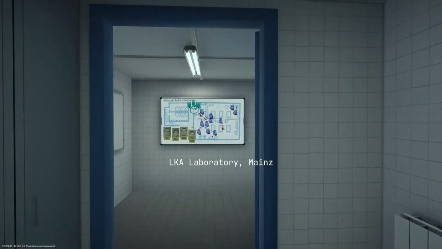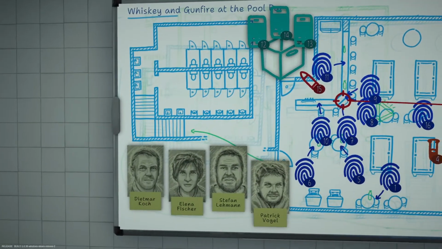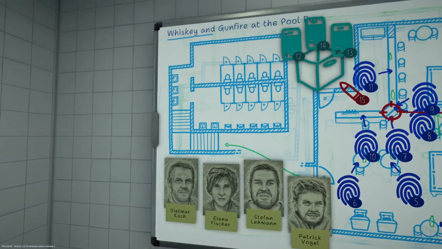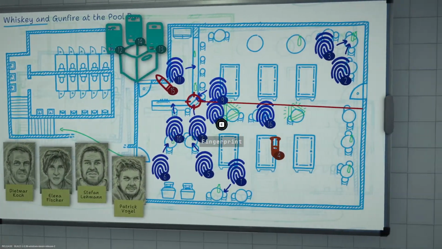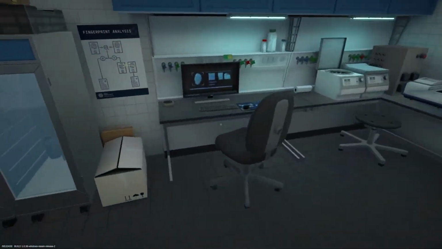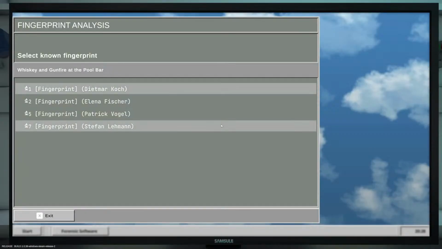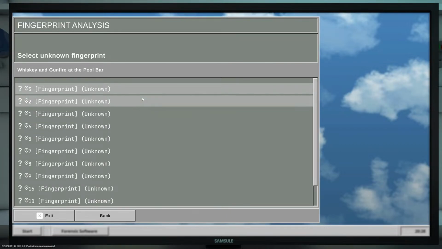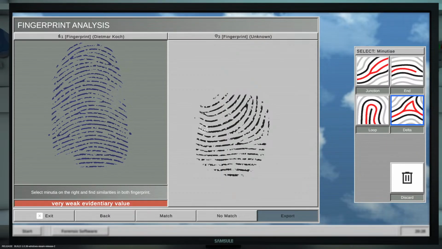Yeah, look, the blueprint right here, it shows the bathroom. But that seems to be blocked off, so we don't have to worry about that. Let's run these fingerprints. Man, so many fingerprints. Okay.